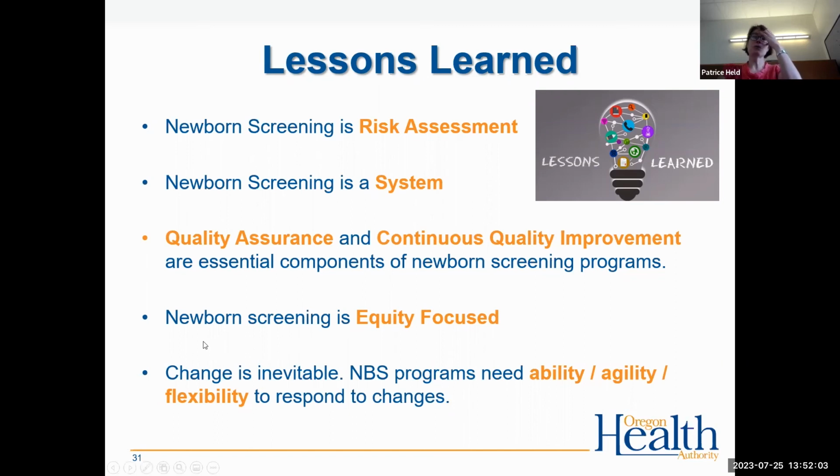Again, the newborn screening foundation was equity focused, in that every baby is screened, but in the future, we need to really think about the whole program and whether or not equity is truly achieved. And lastly, a lesson learned is that change is inevitable, and that newborn screening programs need to have agility and flexibility to respond to changes over time.